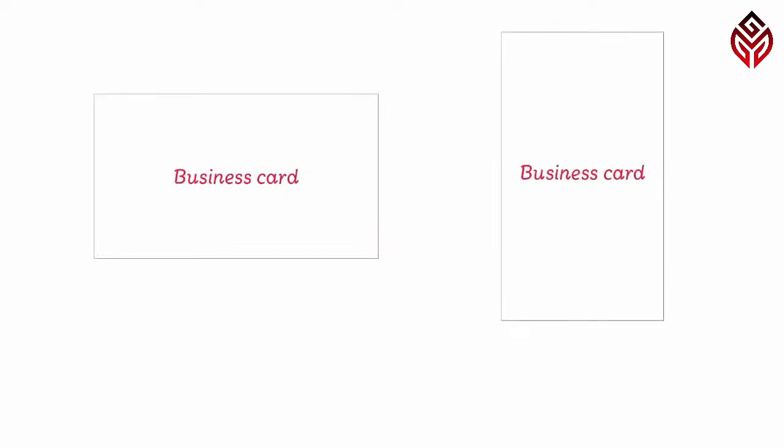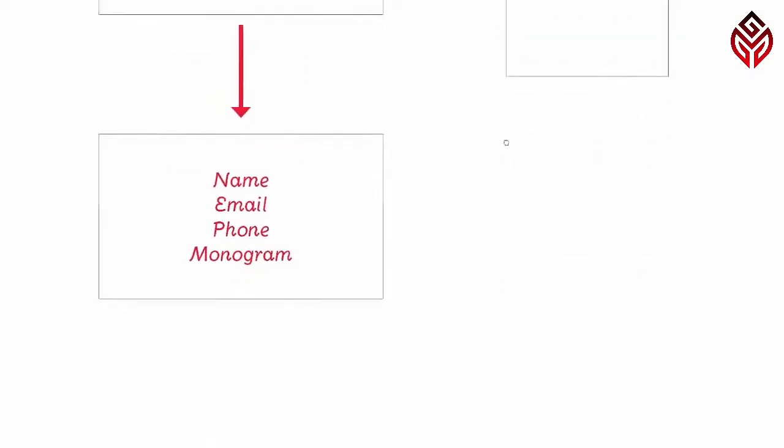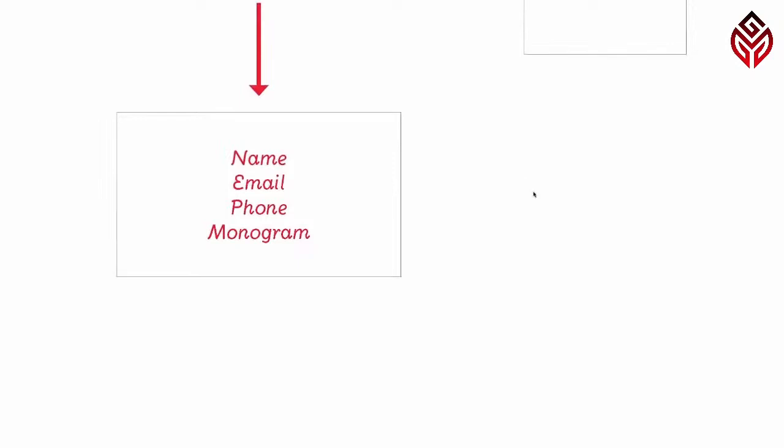We're going to work with a standard American-sized business card, which is 3.5 inches by 2 inches. And that can be horizontal or vertical. So first of all, let's make a list of contents so we know what's actually going to be on our business card. We're going to have our name, email, phone, and a monogram that we're going to make. So let's start out by working on the monogram.